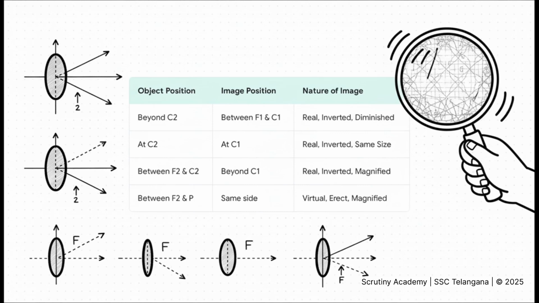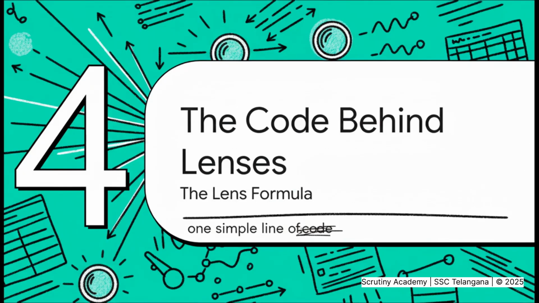And this is where it gets so cool. Look at this pattern. As we slide the object closer and closer to the lens, watch the image. It moves farther away and gets bigger and bigger and bigger. But then, something crazy happens when you move the object inside the focal point. The whole game changes. The image suddenly flips upright, it gets magnified, and now it's virtual. That means you can't project it anymore. You can only see it by looking through the lens. That's a magnifying glass.